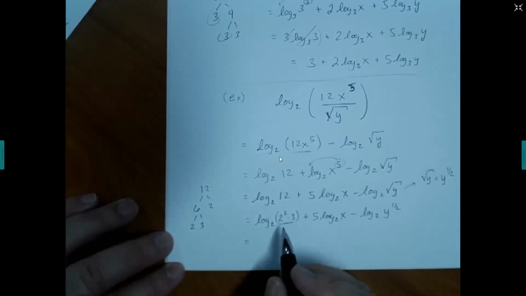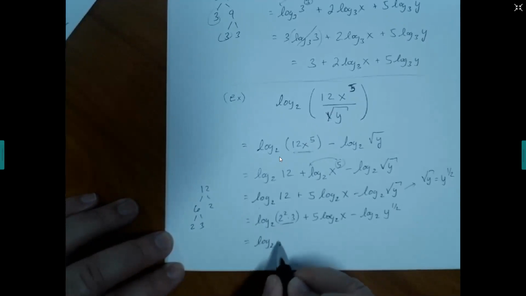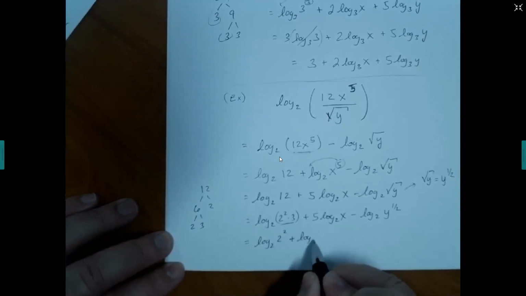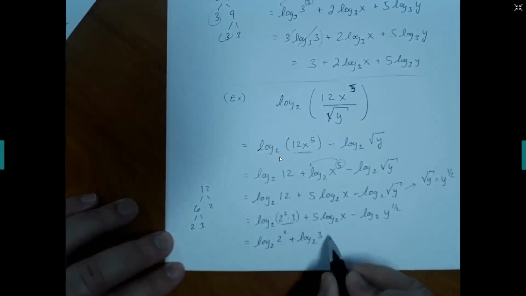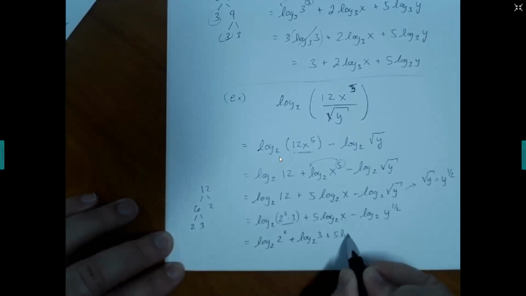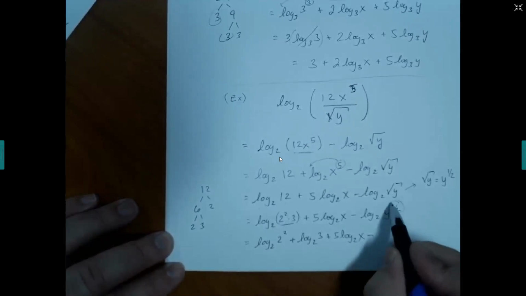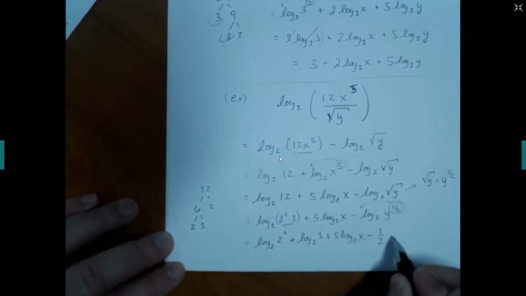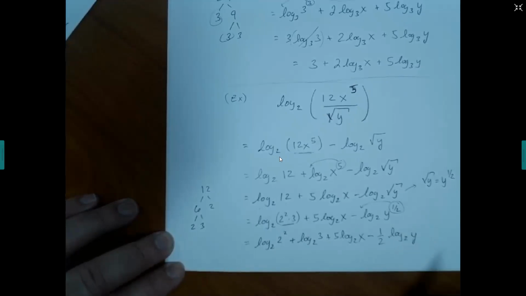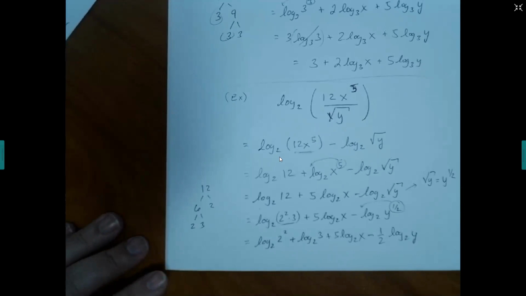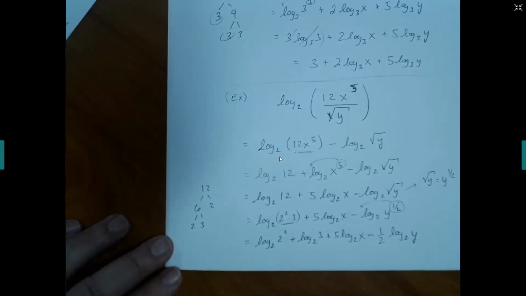Here, since this was multiplied, we can split those up. Log base 2 of 2 squared plus log base 2 of 3 plus 5 log base 2 of x minus, here's an exponent, so it goes out in front, 1/2 log base 2 of y. We're almost done. We can't do anything with the last one, the 5 log base 2 of x. Only thing we do is with the first one, and then we're finished.